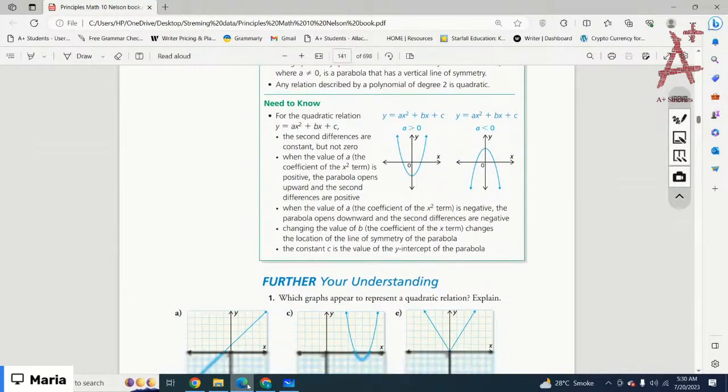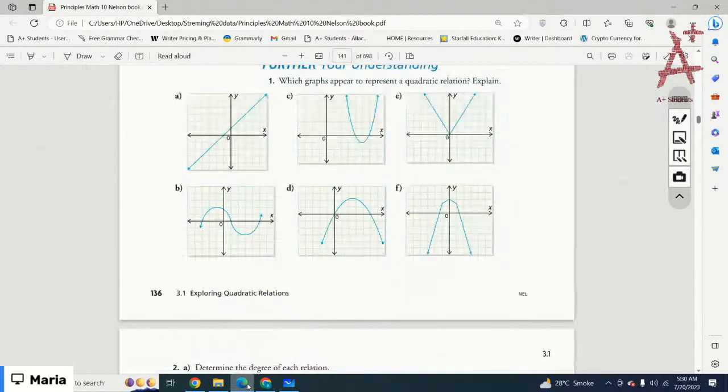Let's just start with the practice questions. The first one is, which graphs appear to represent a parabola, and explain. So the first one, A, is a straight line, that is a linear relation. The second one is B. The graph B has two openings, so this is again not a parabola.